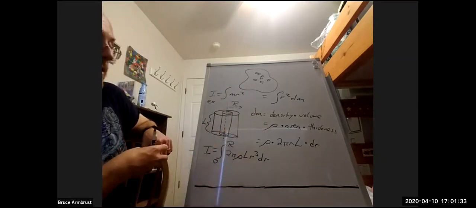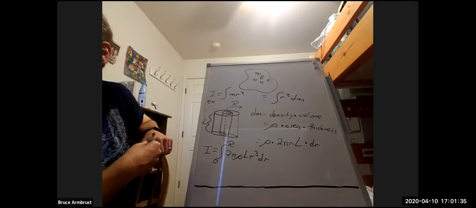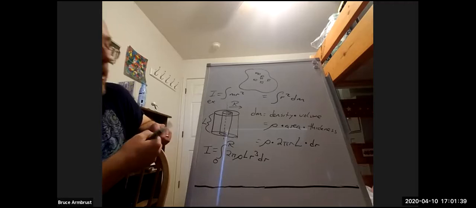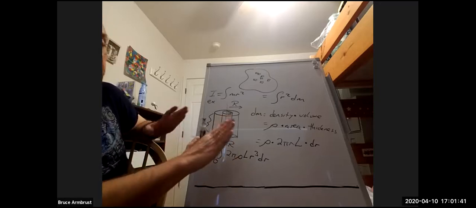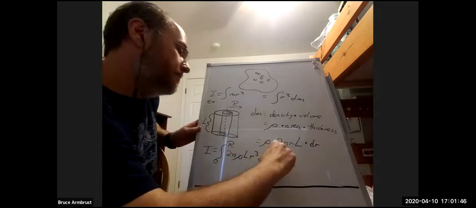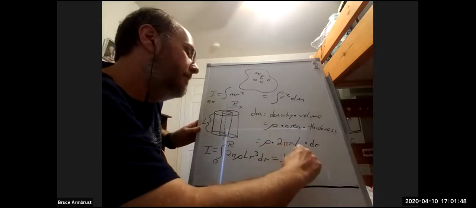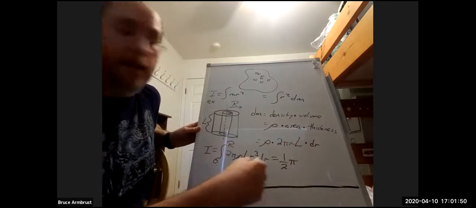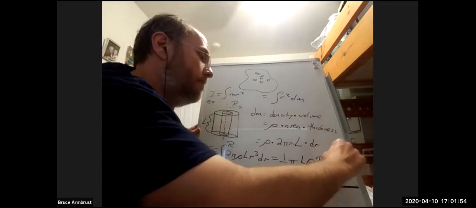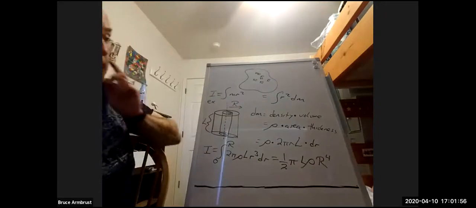Go ahead and put this guy there as big R. And now we're ready to integrate and do our thing. So I'll leave this to you to integrate. I mean, you can trust me or not. You can check it yourself. But you're going to end up with 1/2 pi times L times rho times big R to the 4th.